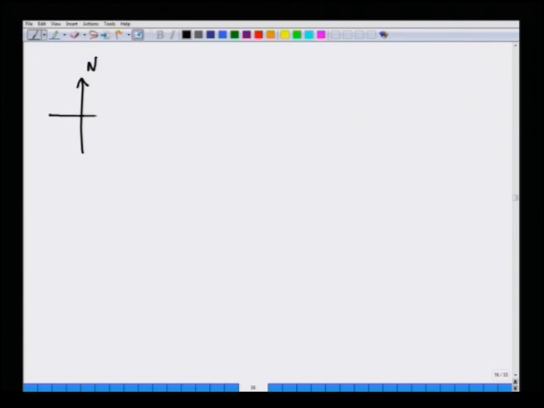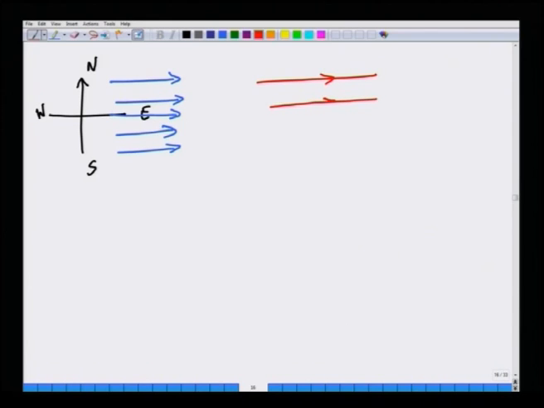4 directions, north, east, south and west. Let us say wind is blowing from west to east, let us say air is being blown from west to east. So, it is completely parallel to the east direction. If you look at the streamlines, they look completely parallel, and assume that the flow is steady. That is, at each and every point the velocity vector is not changing with respect to time. So, flow is steady. So, the streamlines will look like this.